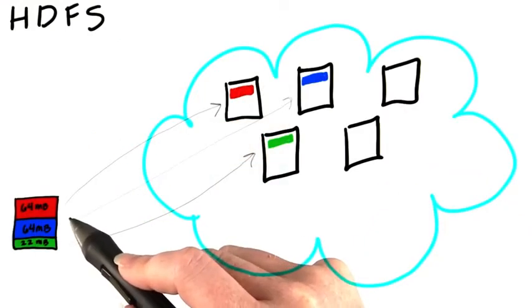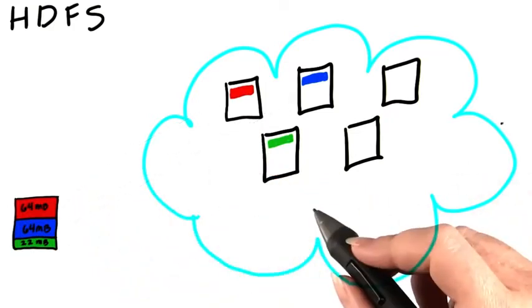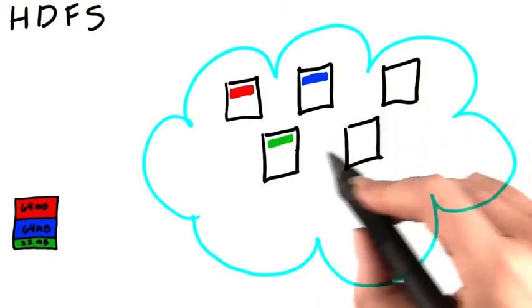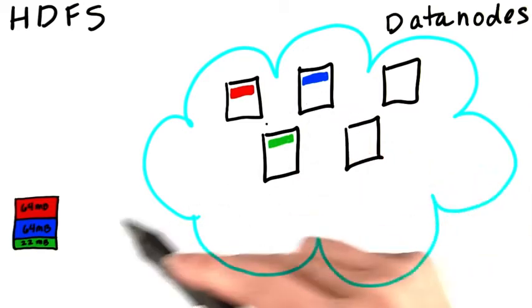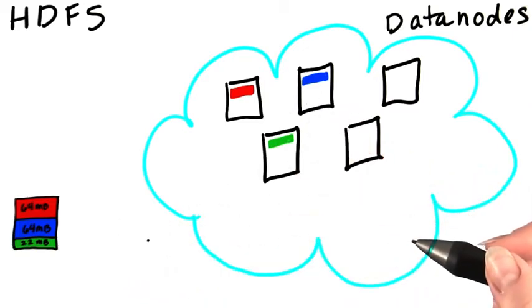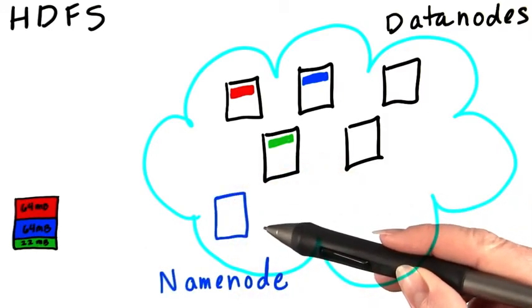As the file is uploaded to HDFS, each block will get stored on one node in the cluster. There's a daemon, or piece of software, running on each of the machines in the cluster, called the data node. Now clearly we need to know which blocks make up the original file, and that's handled by a separate machine running a daemon called the name node. The information stored on the name node is known as the metadata.